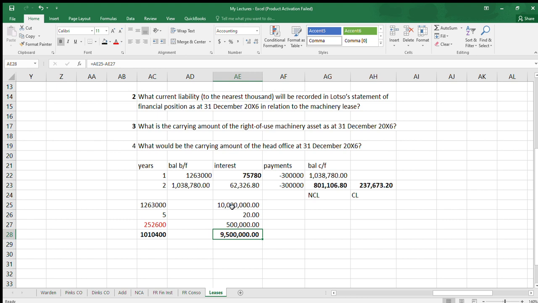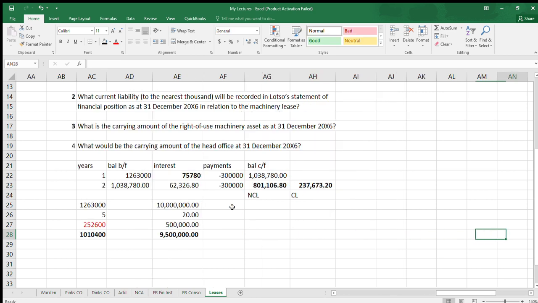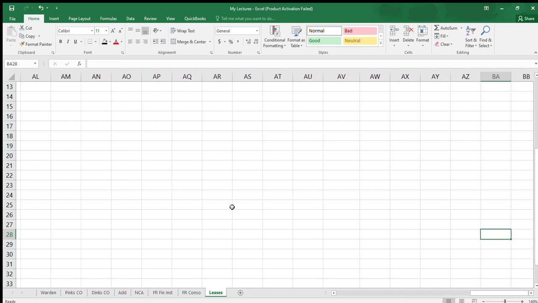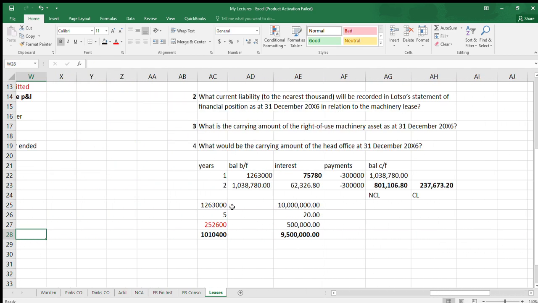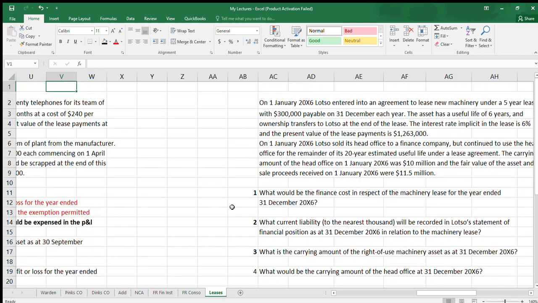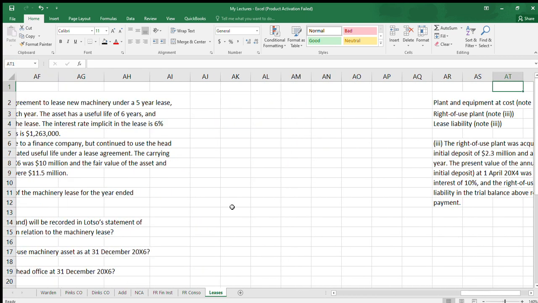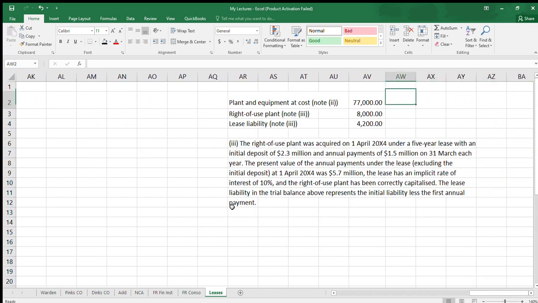That's all you need to know about the leases. Nothing more, nothing less. There's another question here that is also simple and straightforward.